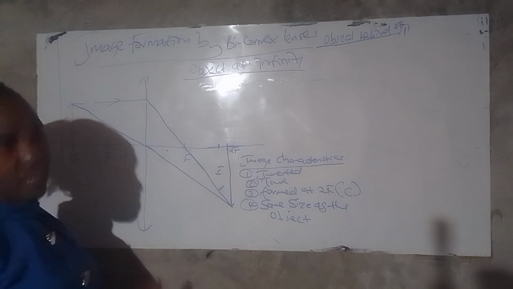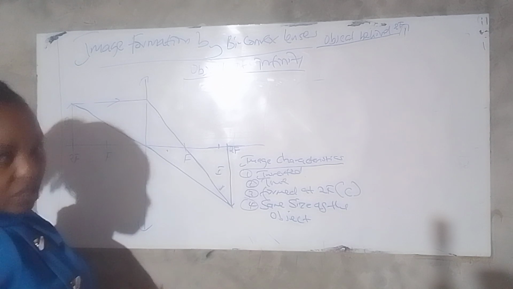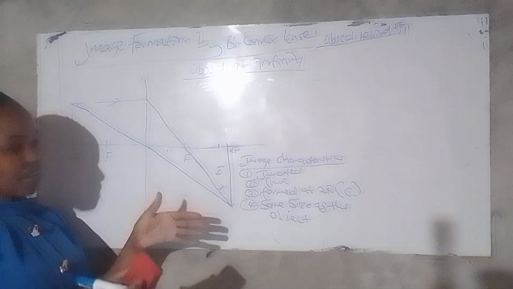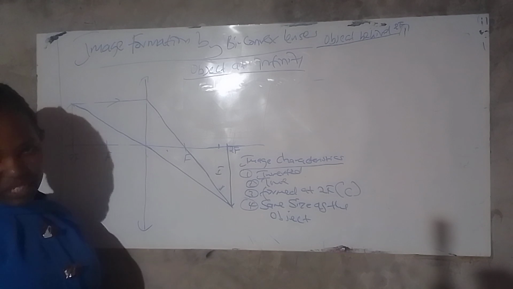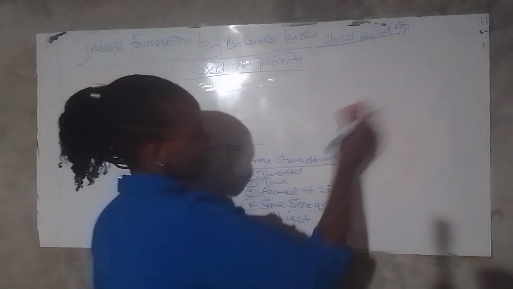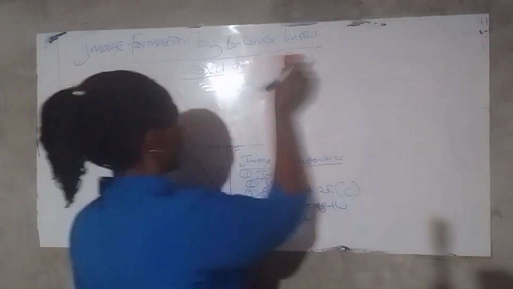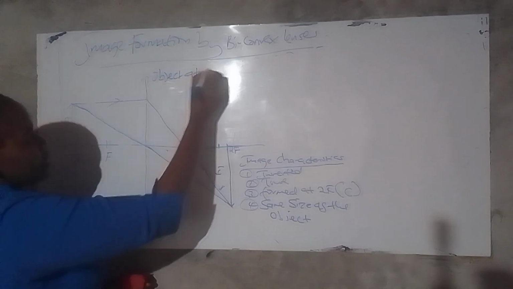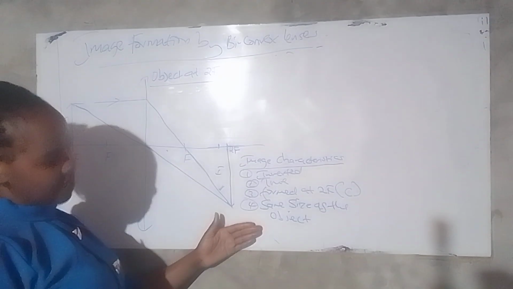Now where would the image form? And what would be the image characteristics? By now you are getting the pattern. We are using only two ray diagrams. One which is parallel to the principal axis, which is refracted through the principal focus, and the other one that is passing through the optical center, which passes undeviated. Okay, so with that, let's show the other one. So this was object at 2F, object at C, and these are the characteristics.